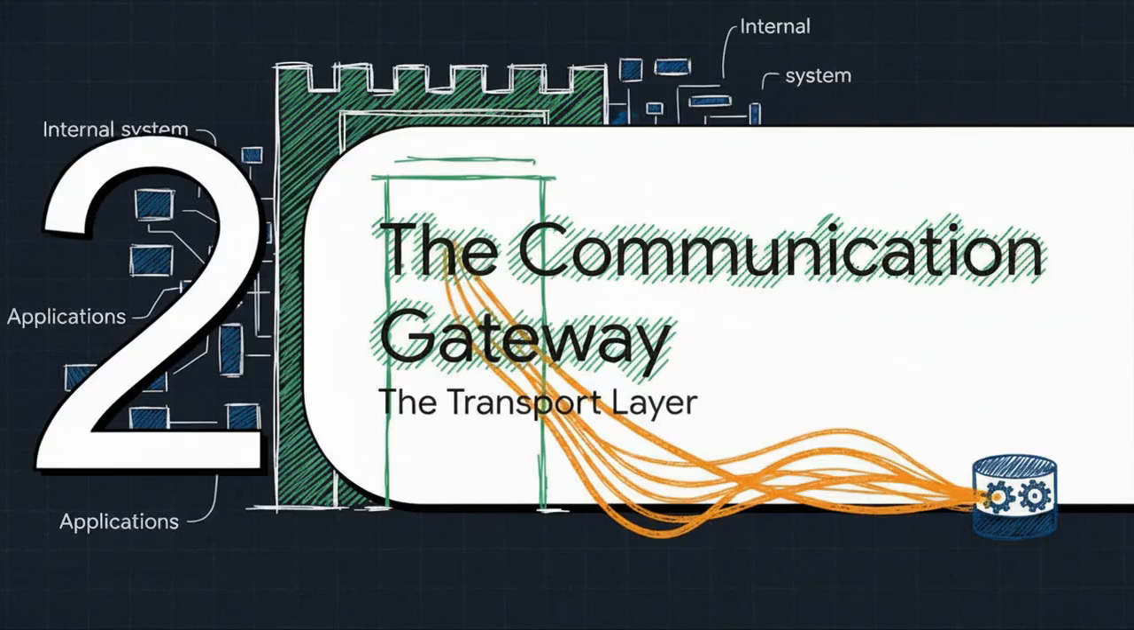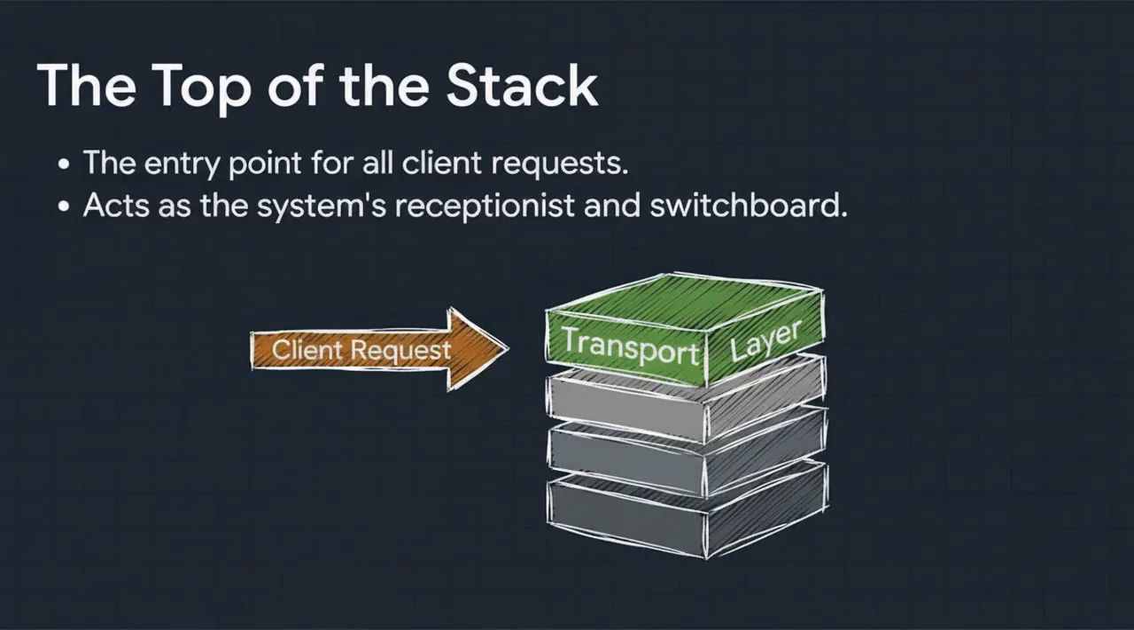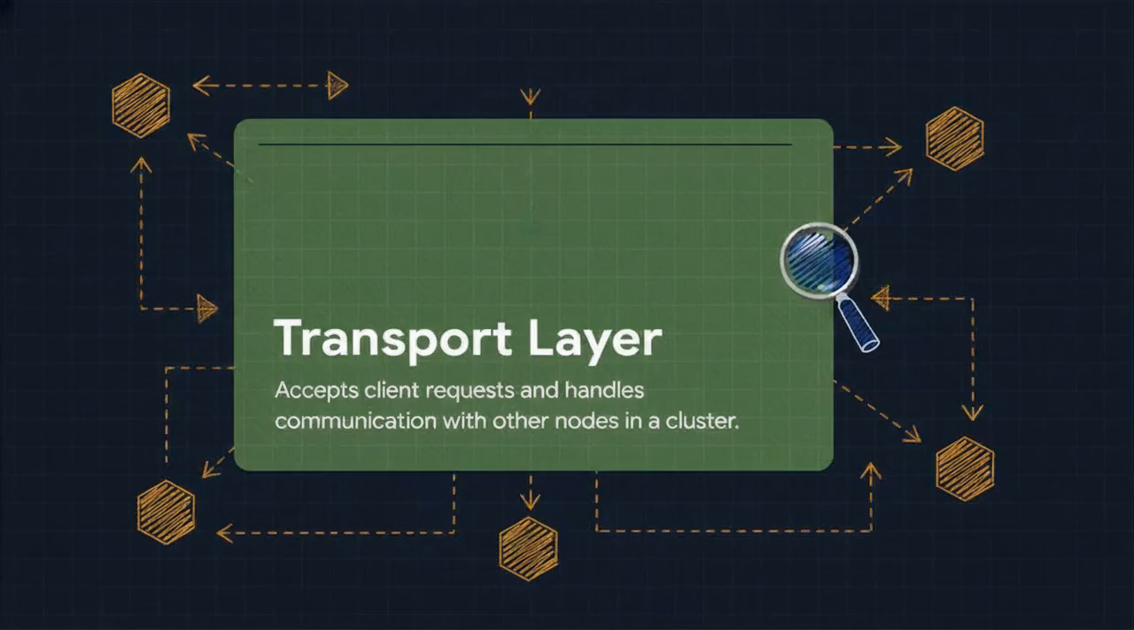Okay, our first stop is what I like to call the front door. This is the communication hub for the entire system. It's the very first place your application makes contact with the database. You can see the transport layer sits right at the top of the stack. It's the single entry point for every request coming into the database. You can think of it as the system's receptionist and its switchboard operator all rolled into one.